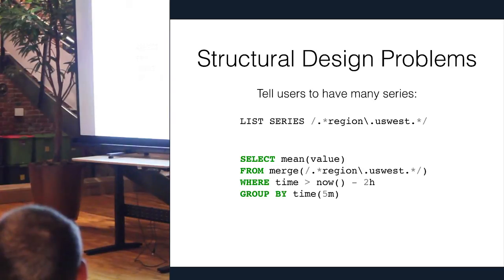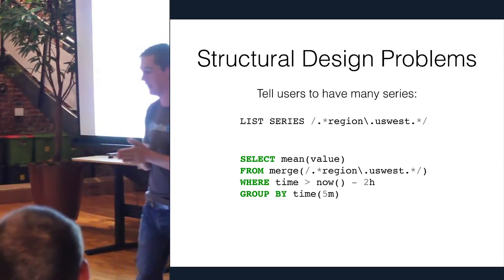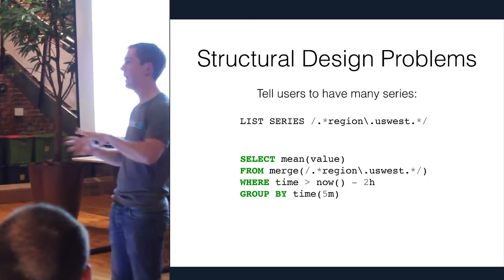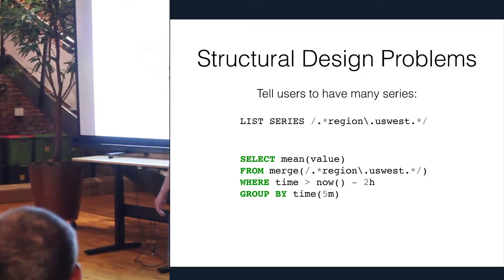Okay, structural design problems. So like I said, we told users to have many, many different series. And how they would pull these out is they'd say, oh, list series where it matches this regex. Or if they're merging a bunch together, they would say, select a mean value from merge. Here, this is the example of getting the mean of the US West region in 5-minute buckets.